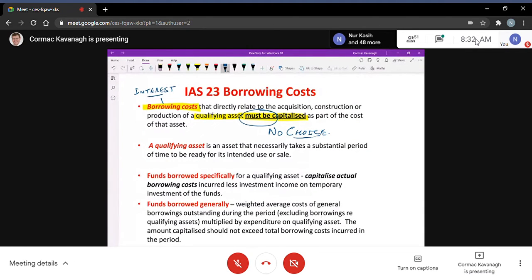So compare this with the previous standard. This is what's normal. The accounting standards do not like giving choice. So there is no choice here. If it's a qualifying asset and you have finance costs, you must capitalize them. You must include them. So what do we mean by qualifying asset then? So a qualifying asset basically takes a substantial period of time to be ready for its intended use.